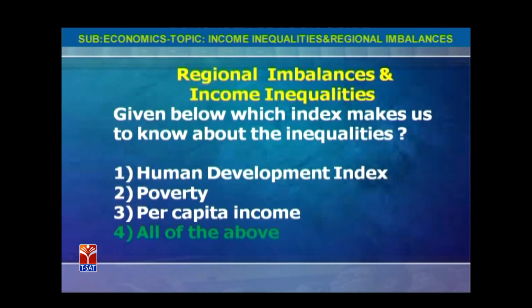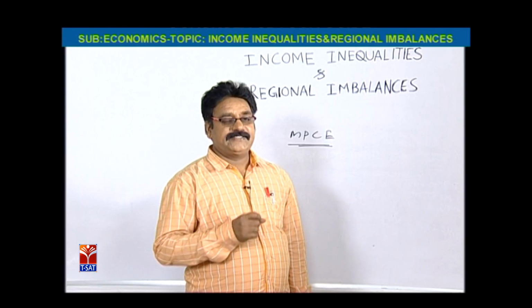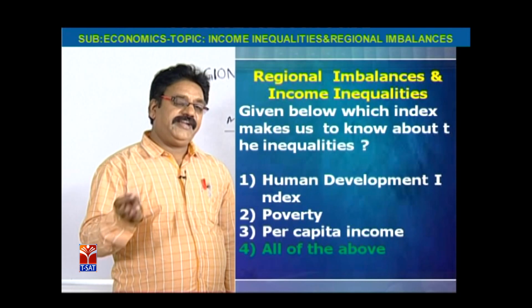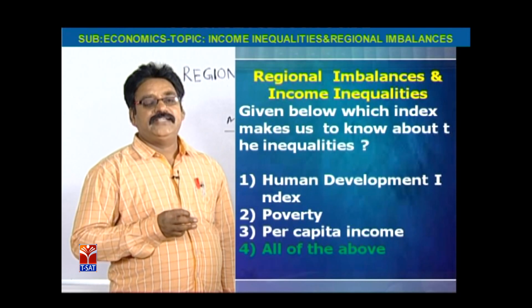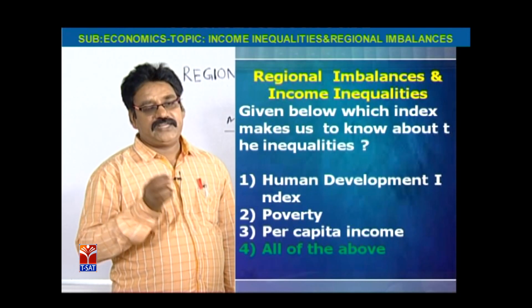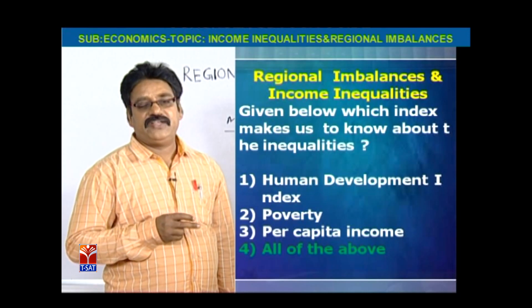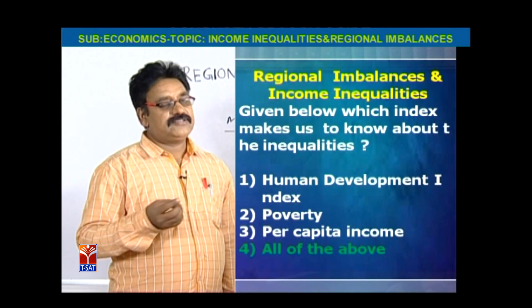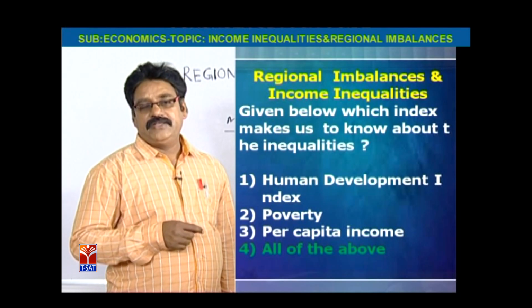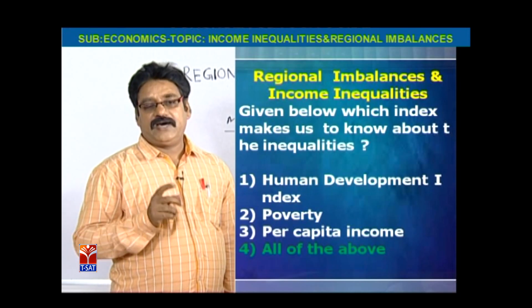First question: which index makes us know about inequalities? The Human Development Index indicates income inequalities. Poverty levels also indicate income inequalities. Per capita income also indicates income inequalities. So all of the above is the answer.